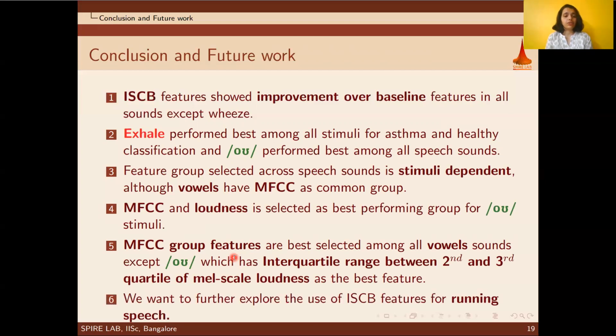For future work, we want to explore the use of these ISCB features in the case of running speech for the asthma and healthy classification task.